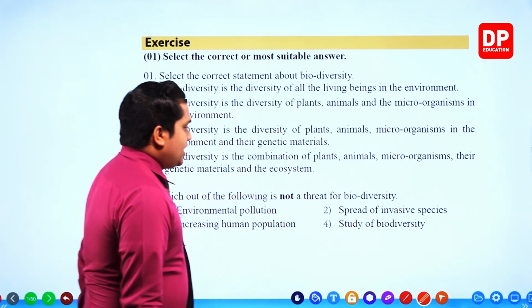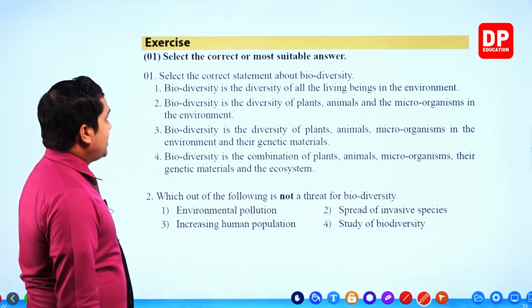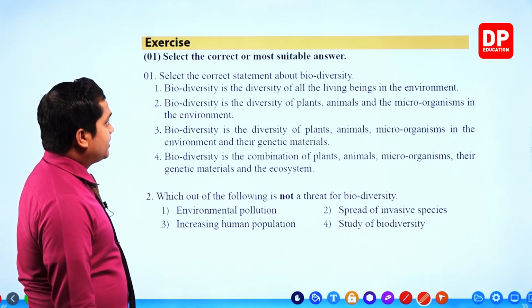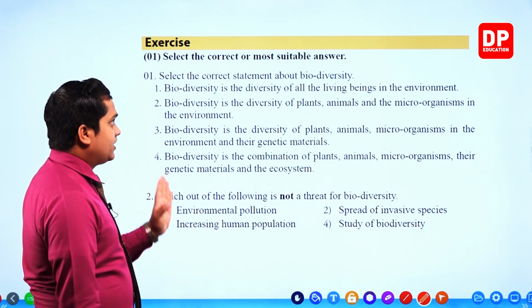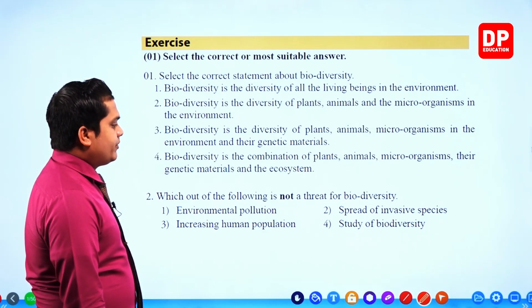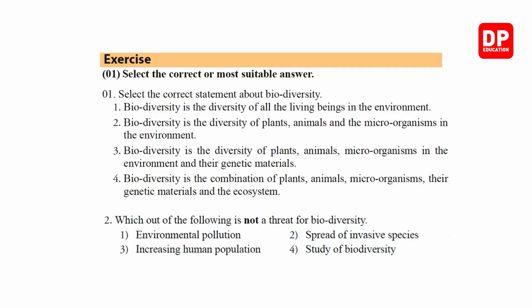So as usual, you are given the first main type of question. Now here you need to select the correct statement about the biodiversity. So you have to select the most accurate answer in these MCQ type questions. Biodiversity is the diversity of all living beings in the environment. Biodiversity is the diversity of plants, animals, and the microorganisms in the environment. Biodiversity is the diversity of plants, animals, microorganisms in the environment and their genetic materials. Biodiversity is the combination of plants, animals, microorganisms, their genetic materials, and the ecosystems.